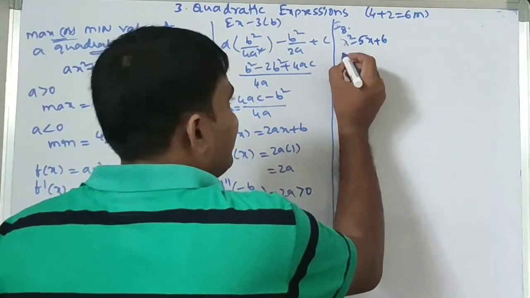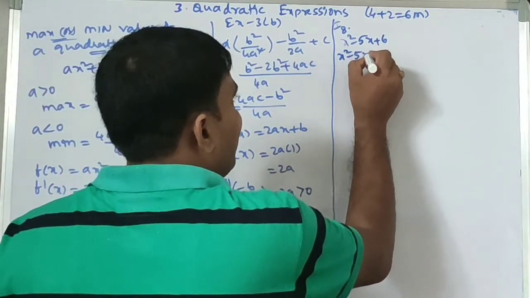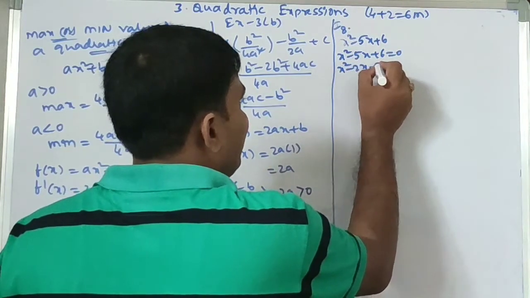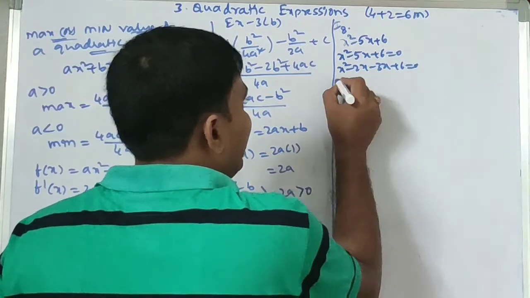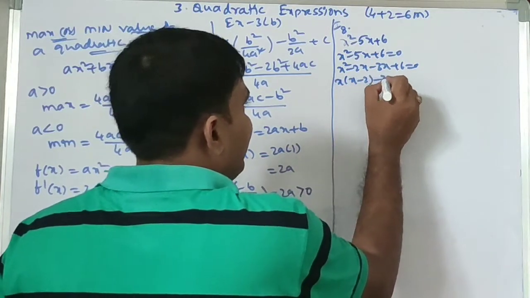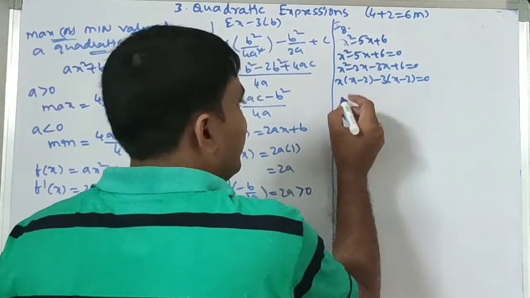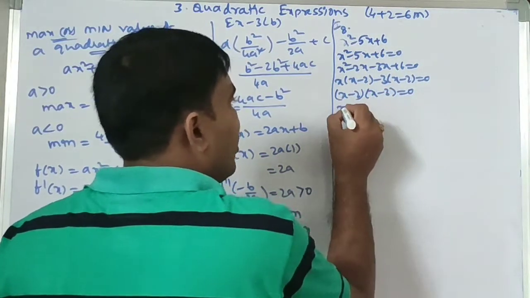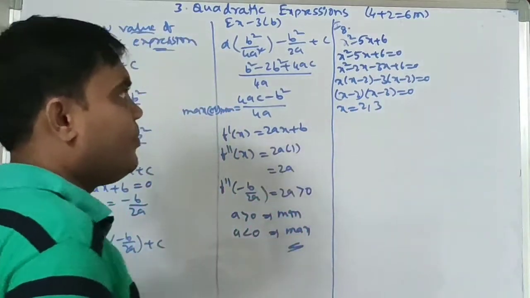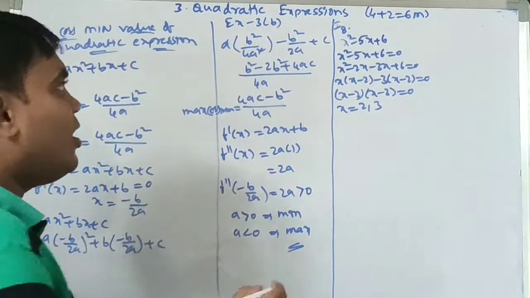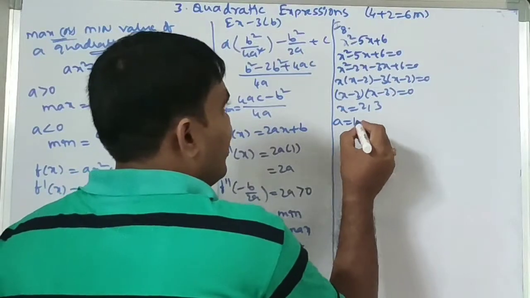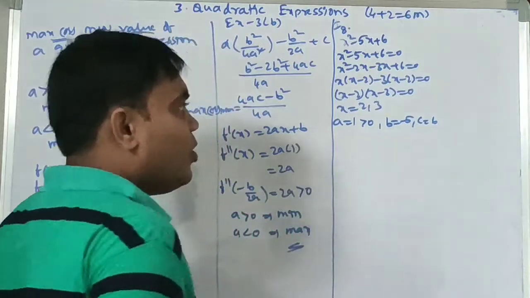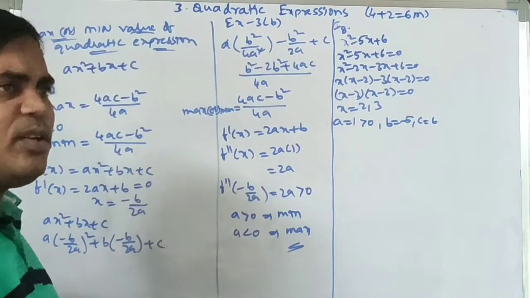First, x square minus 5x plus 6 equal to 0. So x square minus 2x minus 3x plus 6 equal to 0. Taking x common: x minus 2; taking minus 3 common: x minus 2, equal to 0. Taking x minus 2 common, x minus 3 equal to 0. Either x equals 2 or 3. So here we are getting real roots. a equal to 1 greater than 0, b equal to minus 5, c equal to 6.